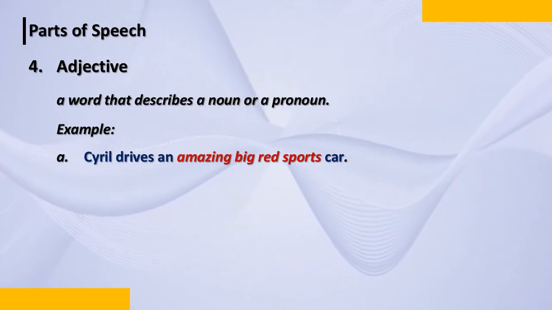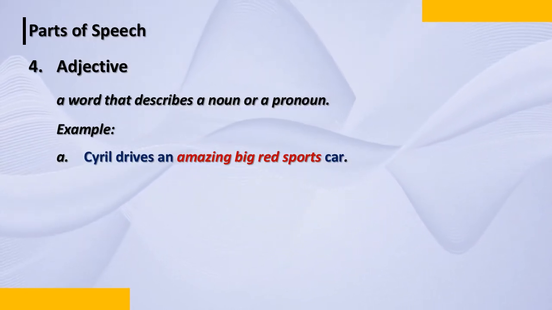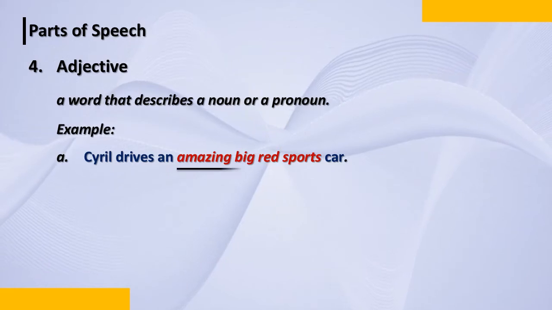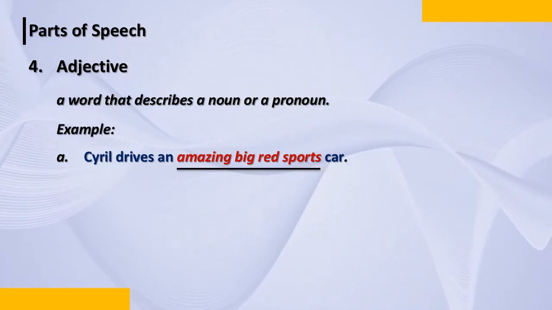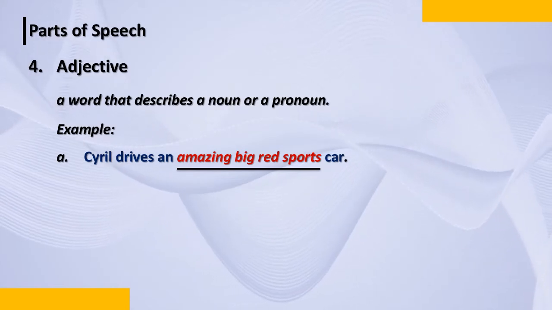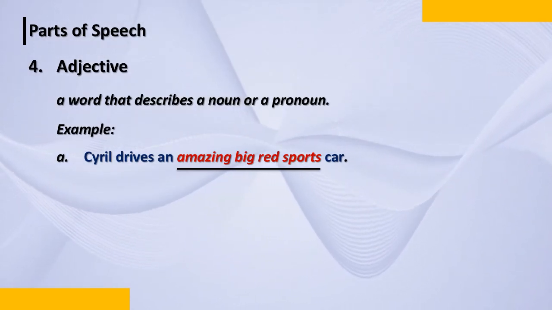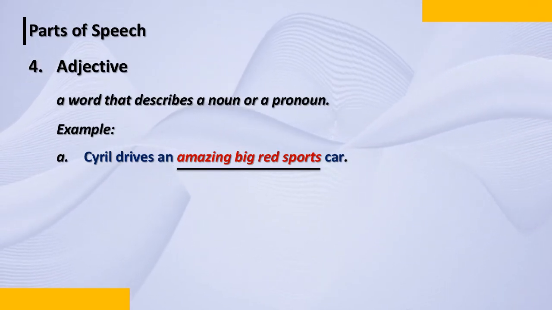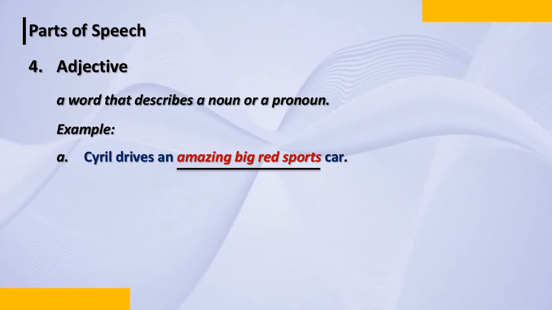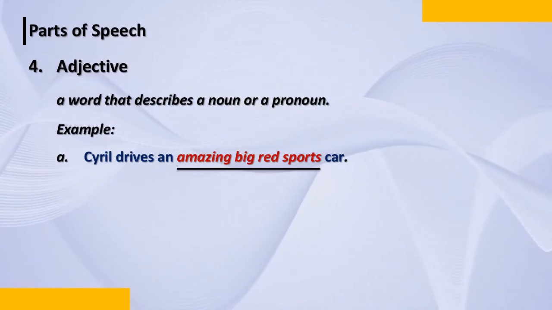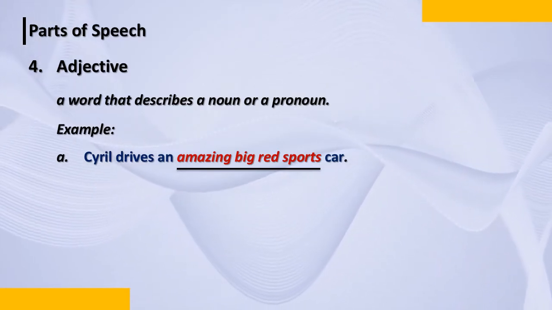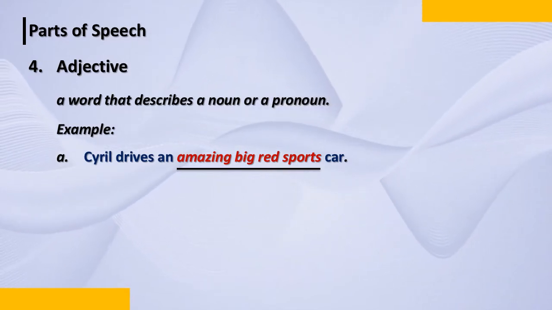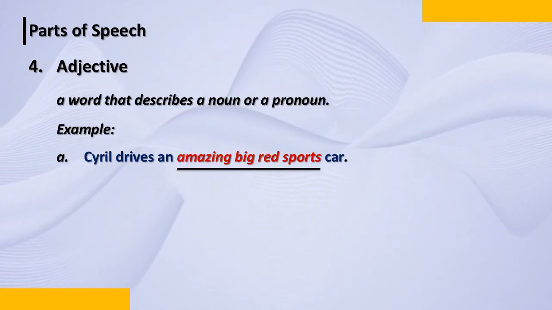Cyril drives an amazing big red sports car. The adjectives: amazing, big, red, sports. What am I talking about here in this sentence? I'm talking about two things: Cyril and the car. And I'm describing the car. What car does Cyril drive? I'm not just saying Cyril drives a car. That's simple. Now when you want to explain the car: Cyril drives an amazing big red sports car.